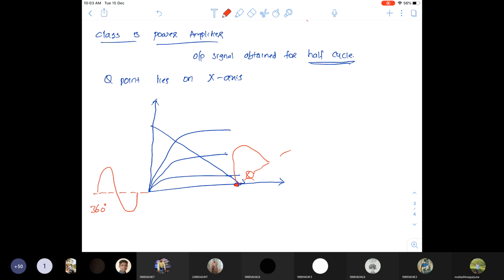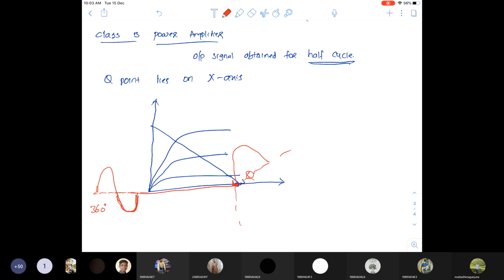Why? Because the positive peak is above the Q point, so your positive peak is processed. The negative peak is below the Q point, so the negative peak will not be processed here. That will be clipped off.